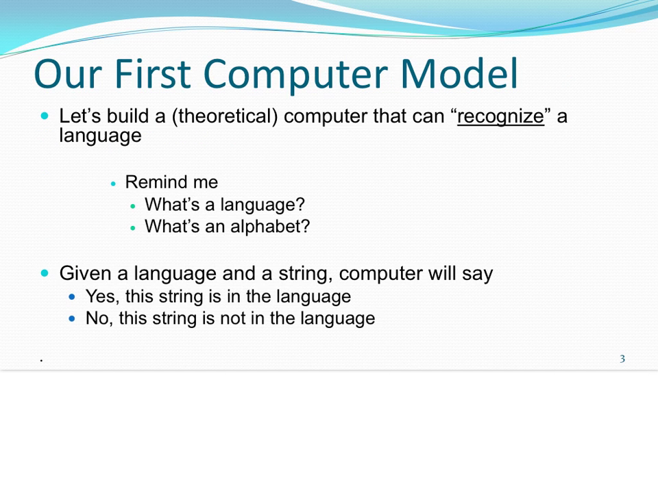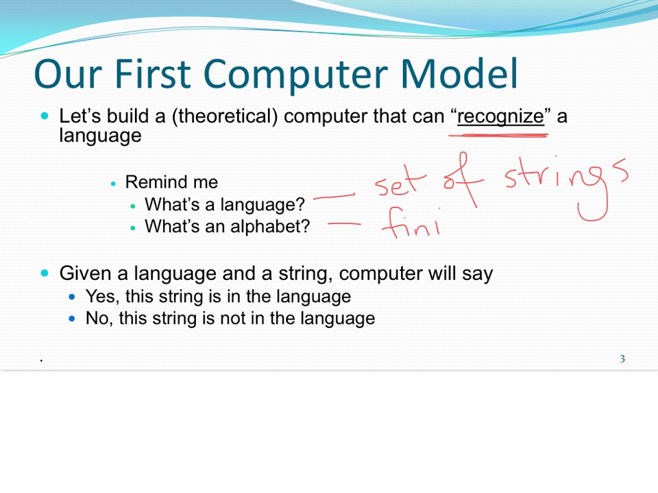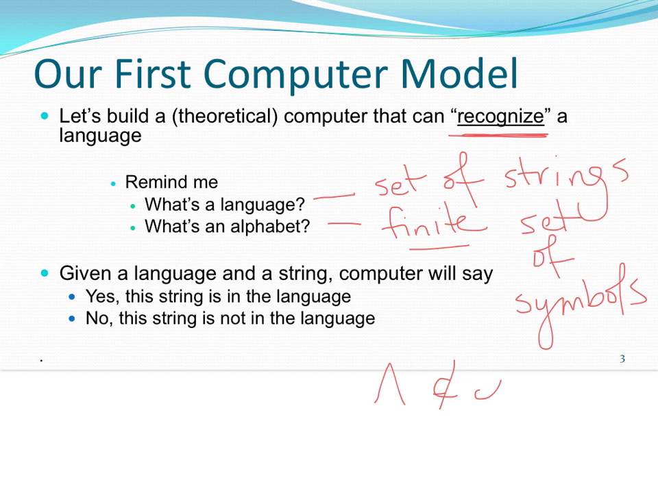So our first, simplest computer is going to be a theoretical computer, and it's going to be a computer that can recognize a language. So let's remember, a language is a set of strings, and an alphabet is a finite, very important, set of symbols. And we've also said that lambda is never an element of our alphabet. Lambda is a special symbol, but it represents the empty string, and we're just going to treat it as a string rather than a symbol.